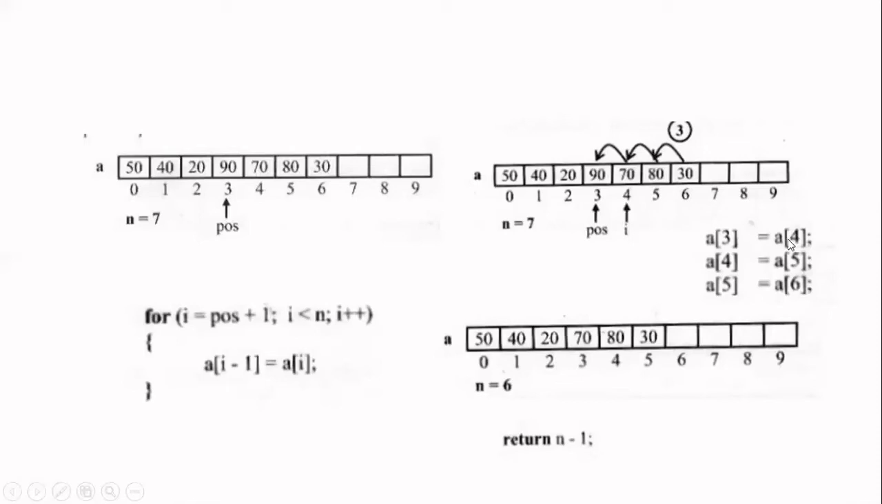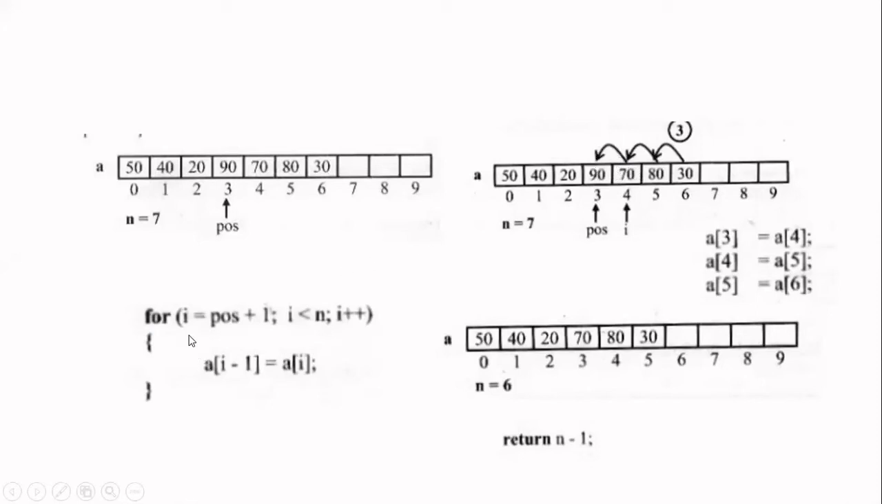You are going to store the data at A of 4 in A of 3, then A of 5 will be stored in A of 4, then A of 6 will be stored in A of 5. After A of 6, you will not continue anything because your array is over. Now let us see how to write this for loop. We are going to start the for loop. This position is empty now. Whatever is in the position plus 1, I have to move to this position.